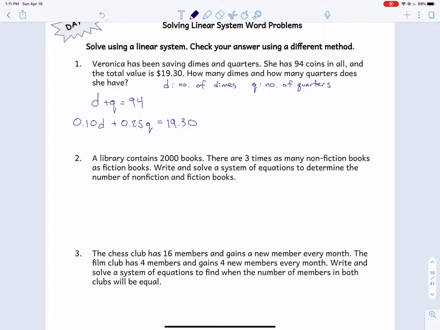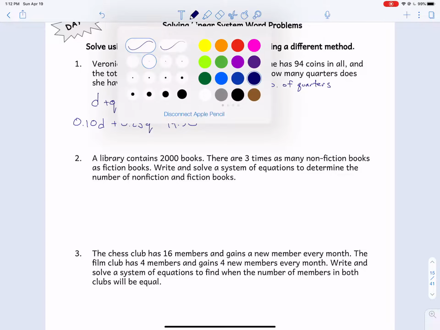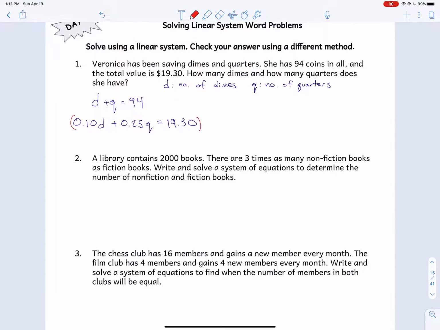Right now, I don't see any way to use elimination without a little bit of work. So first of all, just to get rid of the decimals, I'm going to multiply the second equation by 100. This is not the only way to do it, it's just the first thing I think of. It's going to move the decimal 2 places over, so I'm going to get 10D plus 25Q equals 1,930. So no more decimals.